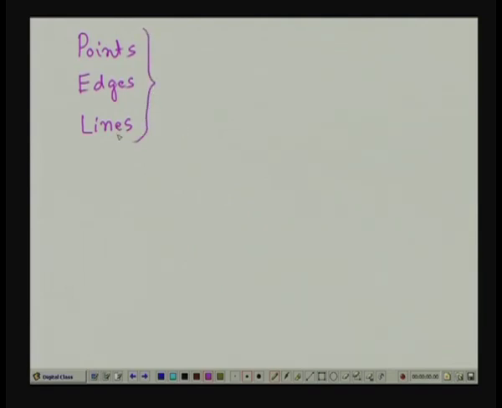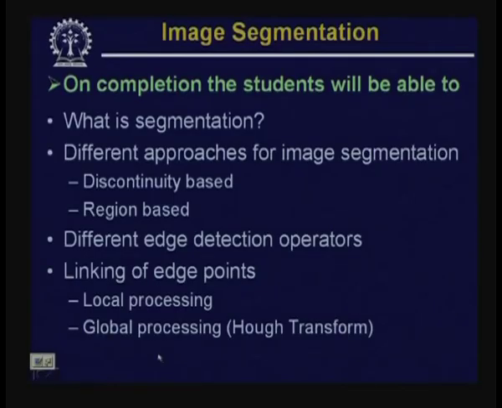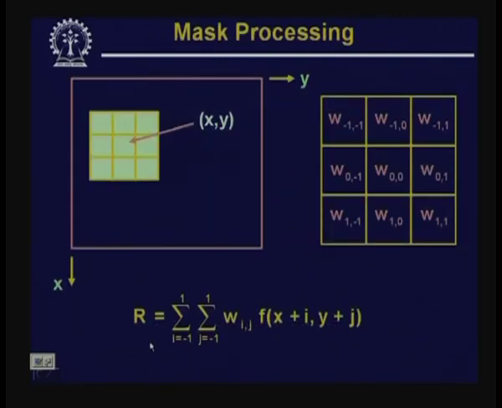And for detection of this kind of discontinuities, that is either detection of points or detection of lines or detection of edges, the kind of approach that we will take is use of a mask. So, using the masks, we will try to detect isolated points, or we will try to detect the lines present in the image, or we will try to detect the edges in the image. Now, the use of masks we have discussed earlier in connection with image smoothing, image sharpening, image enhancement, and so on.